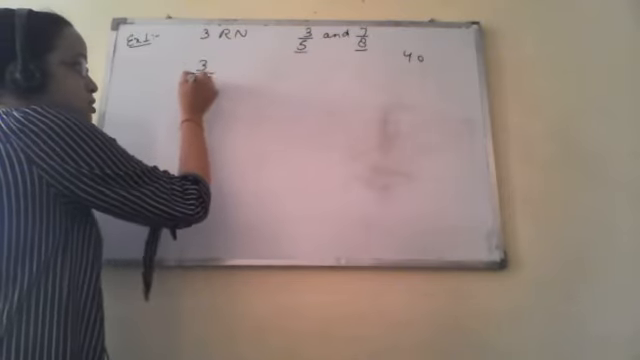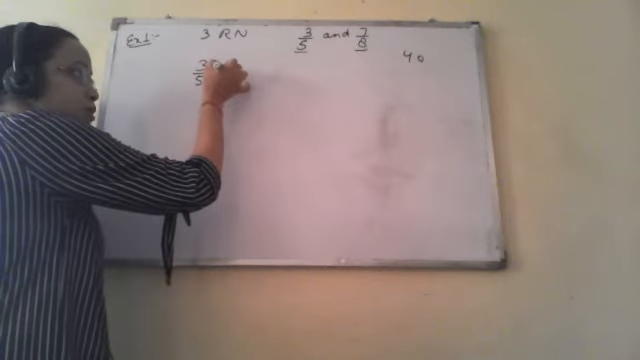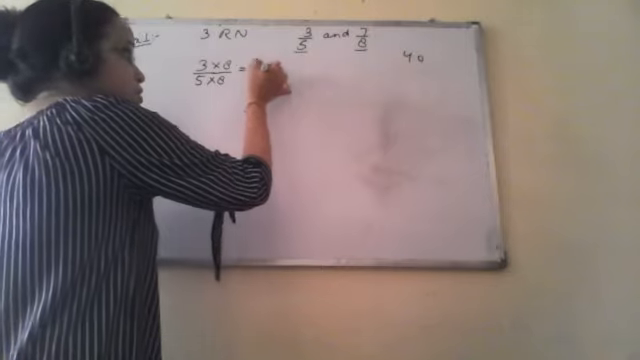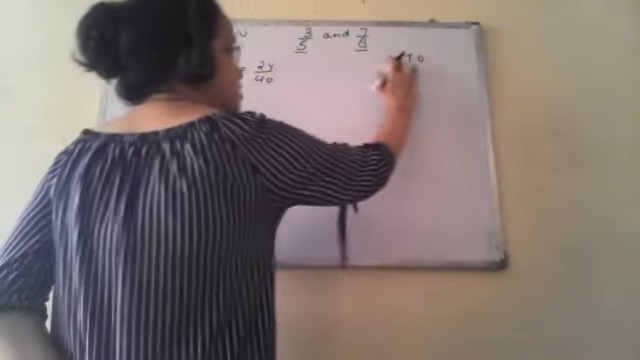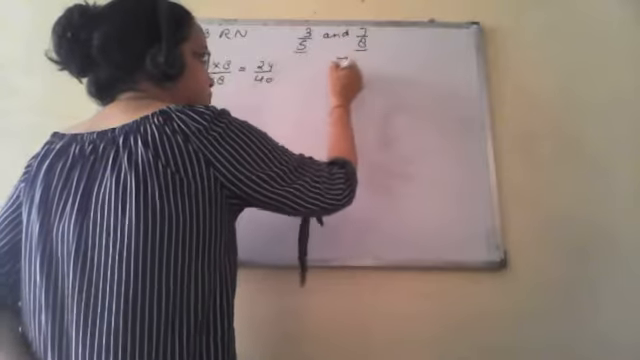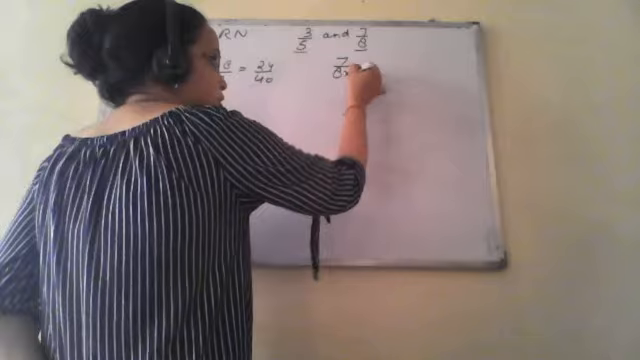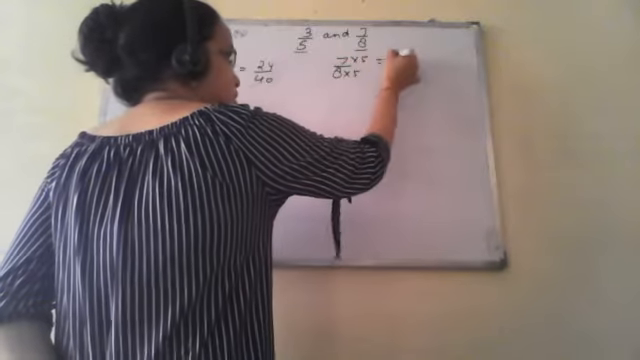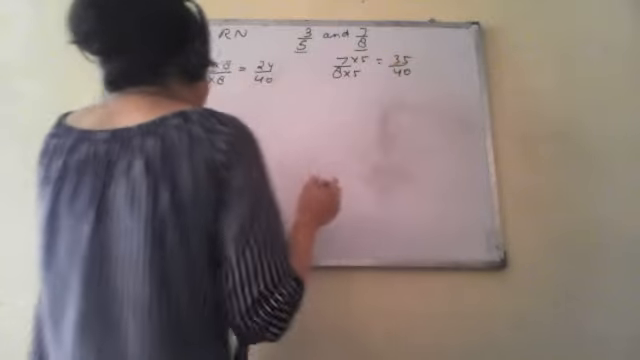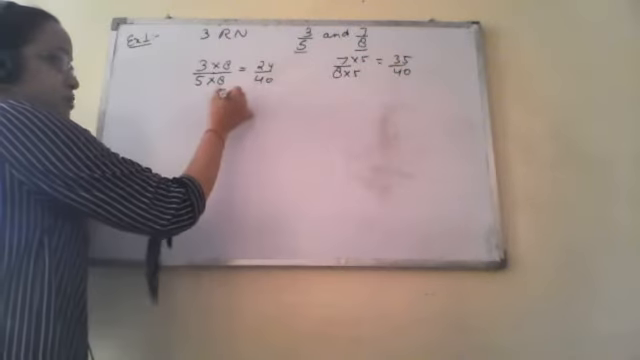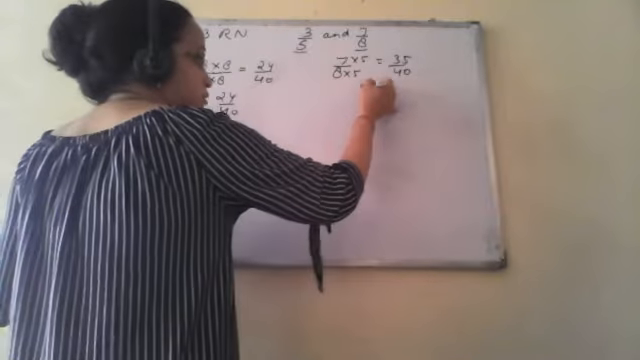Now we have to make their denominator 40. To make this 40, we have to multiply it by 8 and by the same number in the numerator. This is 24 upon 40. To convert 8 into 40, we have to multiply it by 5, so this is 35 upon 40. Now the rational numbers are 24 upon 40 and 35 upon 40.